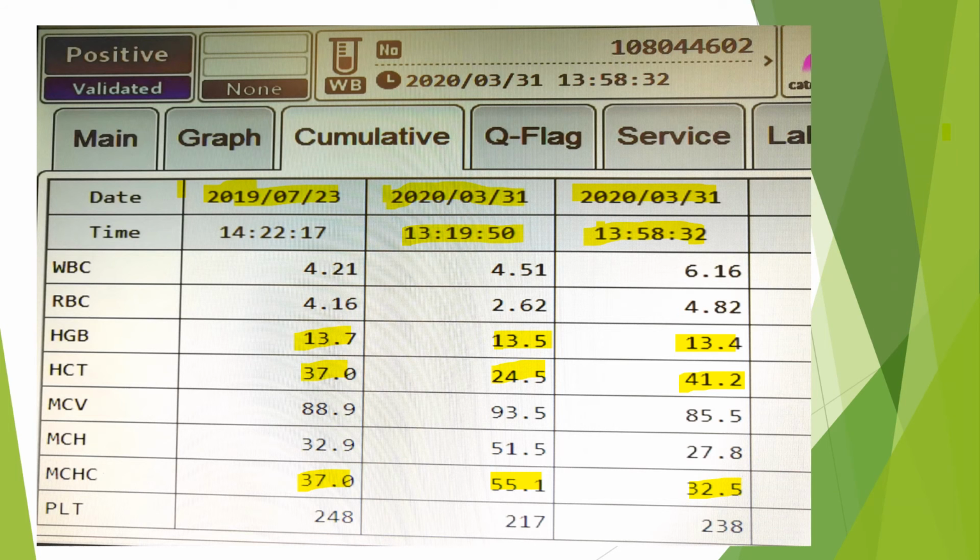So, the history of the patient's blood count. In July 2019, the patient's count was normal and followed the rule of three. But suddenly, the result was out of order in March 2020. When we encounter this kind of result, it is suggested to incubate the sample. We should not release the result before incubation because the result is invalid.